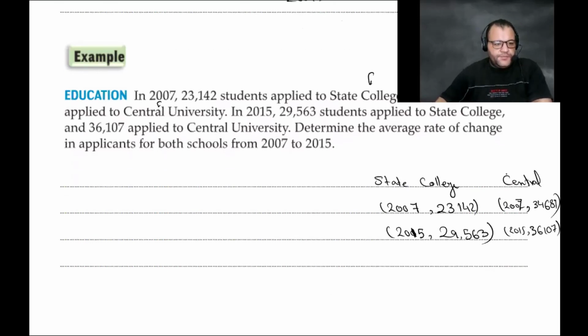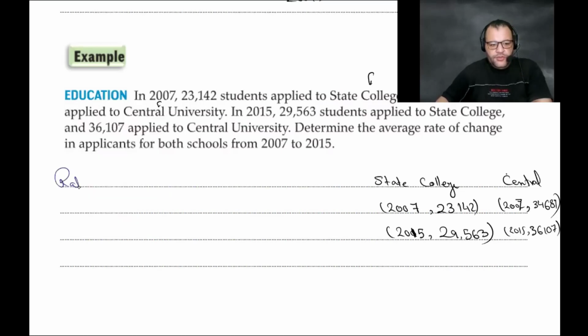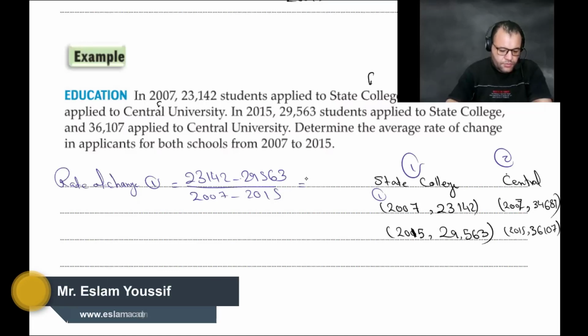So how can we find it? For State College, the rate of change is 29,563 minus 23,142, that's number 1 and number 2. For number 1, it will be 23,142 minus 29,563 over, I start from this one, so it will be 2007 minus 2015. So what is the answer now? 802.625.